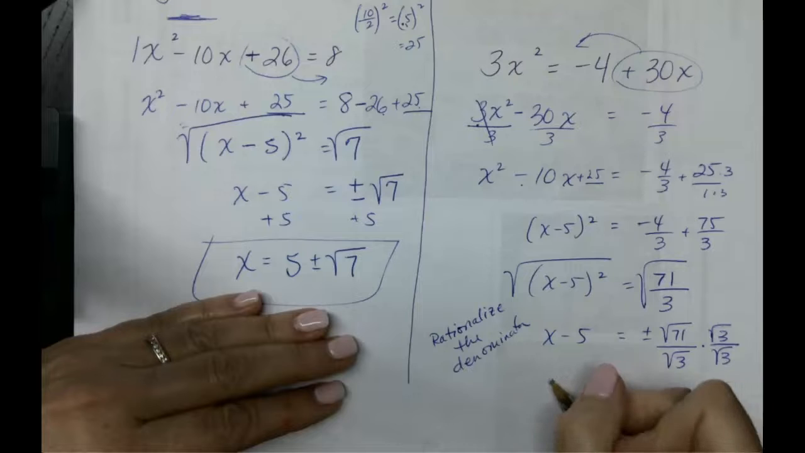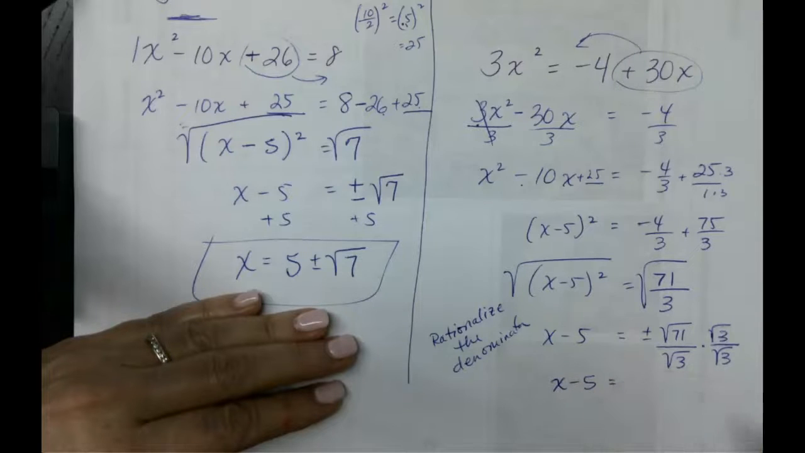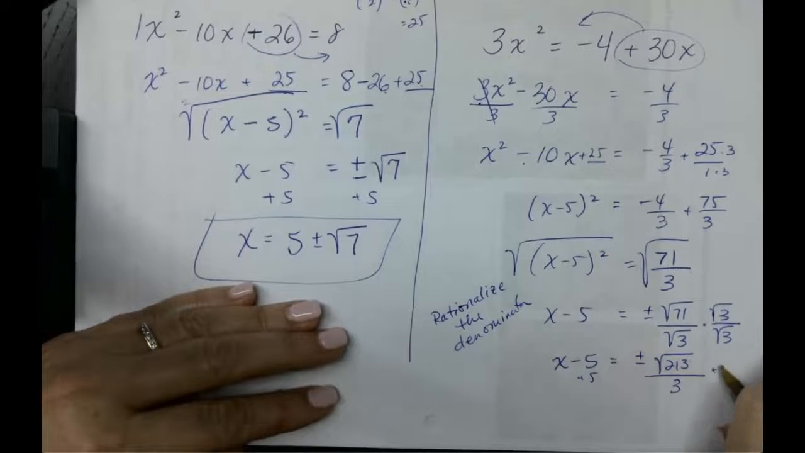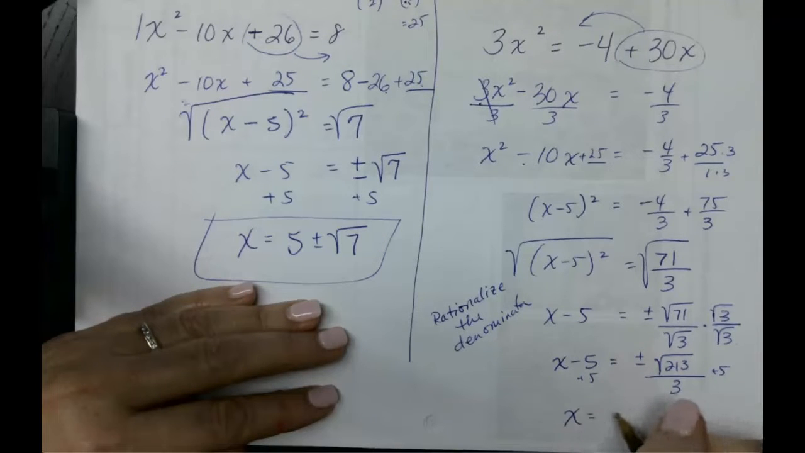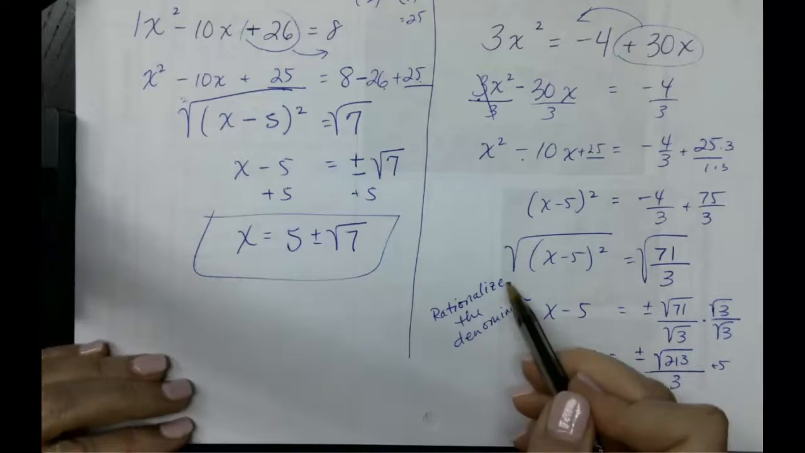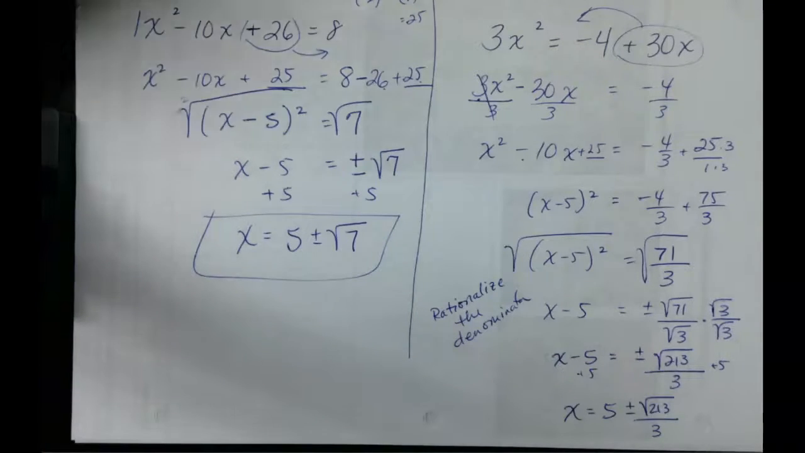So what does this do for us? We get x minus 5 equals plus or minus 71 times 3 is 213, all over root 3 times root 3 is 3. We have one last step here to solve for x. It is to add 5. So x equals 5 plus or minus root 213 all over 3. And that is our simplified, rationalized answer.